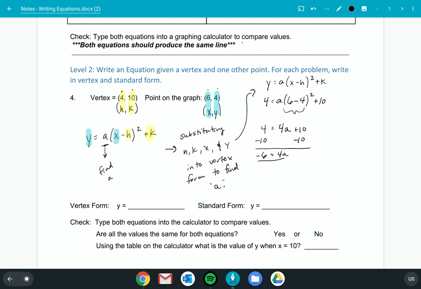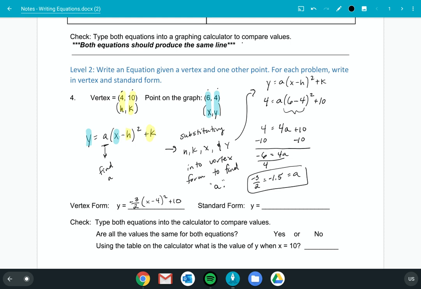Dividing everything by 4, we can write this as a decimal if you want, or as a fraction. It's going to give us negative 3 over 2, which is equal to negative 1.5, is equal to a. So this is perfectly fine. I can use a fraction or a decimal. It really doesn't matter what you want to do there. I'll just keep it as a fraction. So when I'm writing the vertex form, it's going to be y equals negative 3 over 2 times x minus 4 squared plus 10. In vertex form, I only want to use the a value, the h, and the k. The x and y are only used to find the a value.